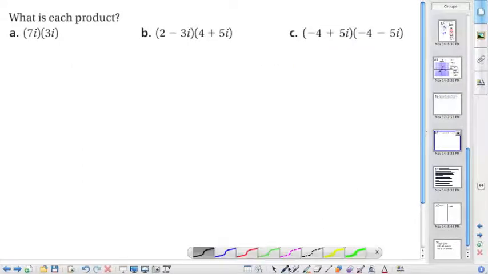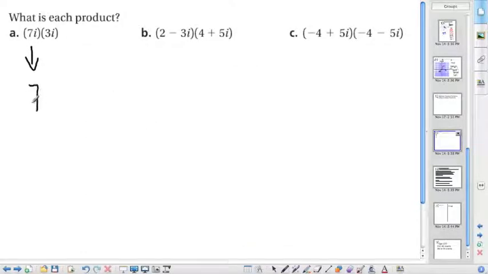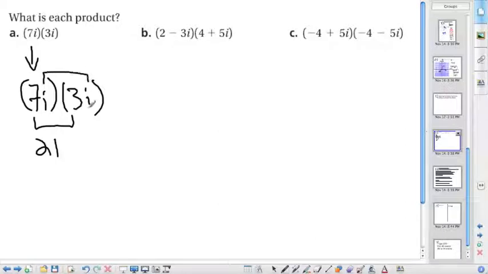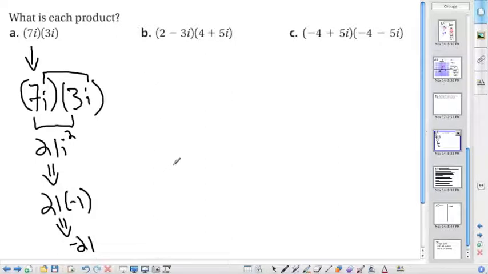First three examples we're going to do, multiplying each complex number, or in other words, finding the product. So with A, 7i times 3i. These are two pure imaginary numbers. So you're going to multiply 7 times 3 and get 21. You're going to multiply i times i to get i squared. But you have to remember that i squared is equal to negative 1. So you have 21 times negative 1, which becomes negative 21. Again, remember, i squared equals negative 1.